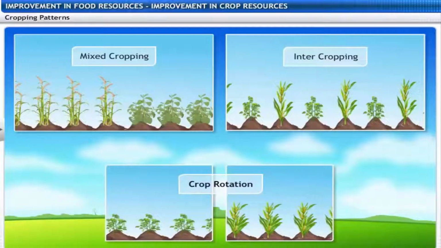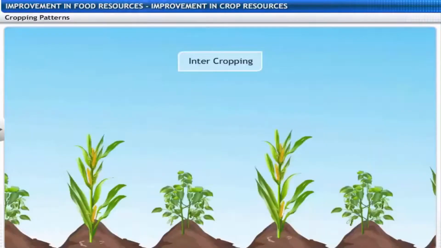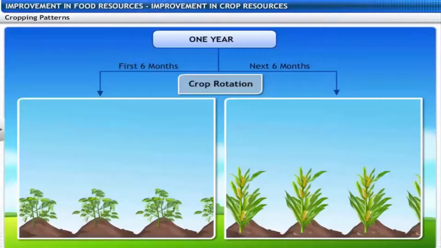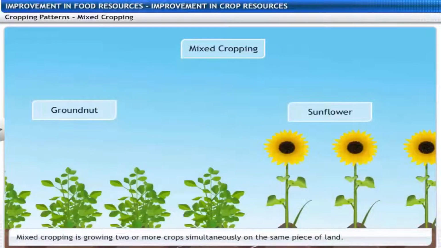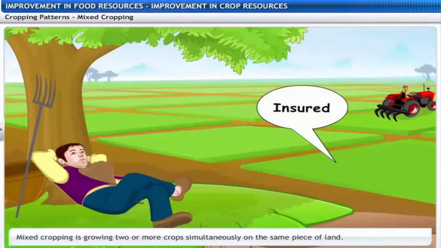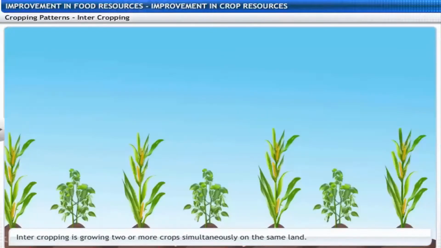Different ways of growing crops can be followed to give maximum benefit. Cropping patterns used for greater yield are mixed cropping, intercropping, and crop rotation. Mixed cropping is growing two or more crops simultaneously on the same piece of land. Examples include wheat and gram, or groundnut and sunflower. This gives some insurance against the failure of one of the crops.